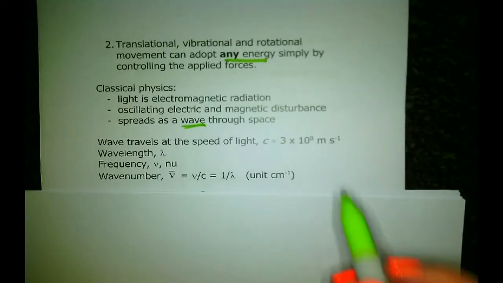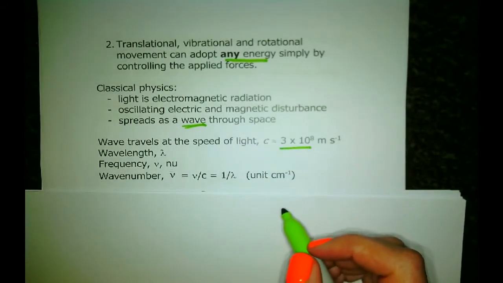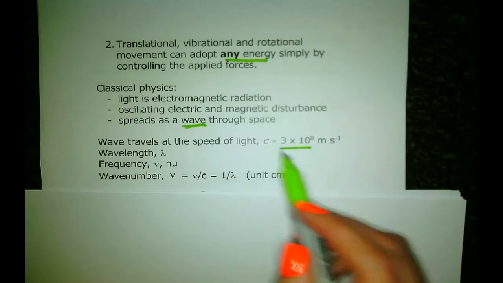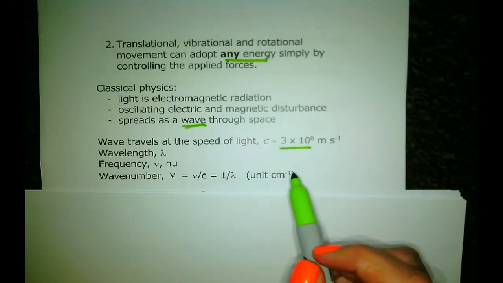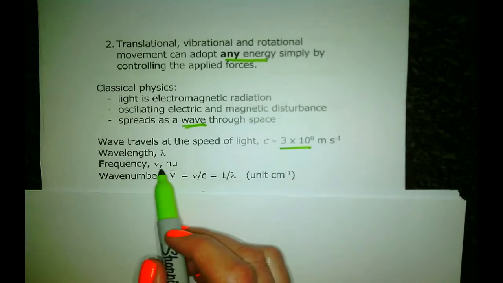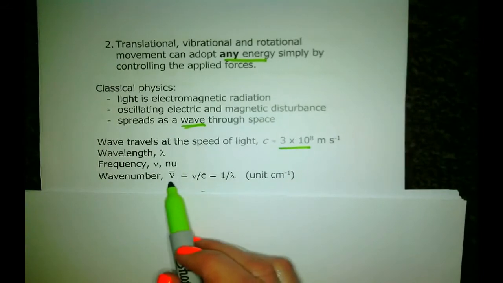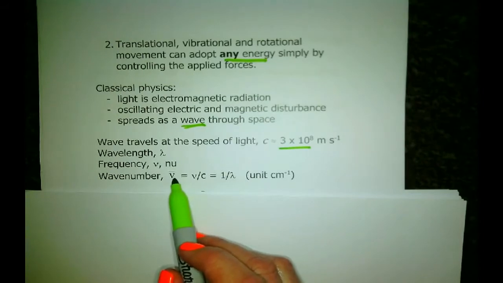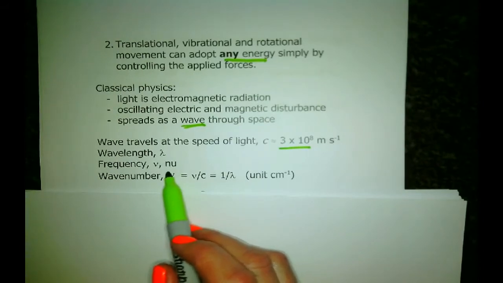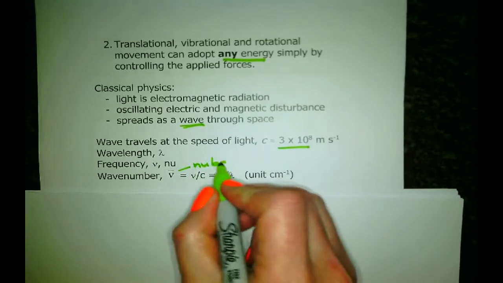Some more information about light. The speed of light, 3 × 10⁸ meters per second. In your data sheet, you'll find a more exact value that you can use in calculations. Wavelength of light, we will use the symbol lambda. Frequency, we will use the Greek symbol nu. It almost looks like a v. And for wave number, we use the symbol nu with a bar on top, which we are going to call nu bar.